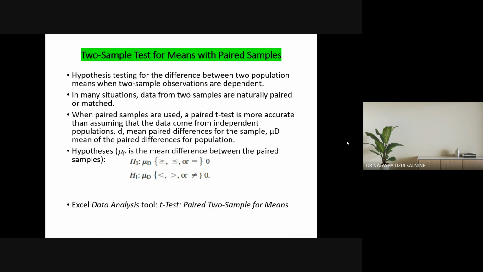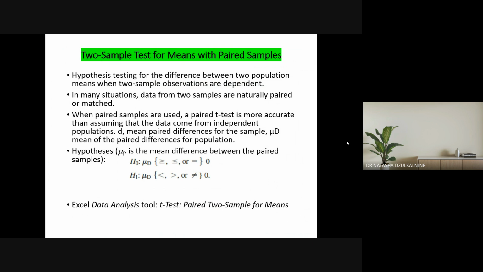In many situations, data from two samples are naturally paired or matched, meaning that when you are doing data about before and after, it becomes the dependent variable between the two groups. When paired samples are used, a paired t-test is more accurate than assuming that the data come from independent populations. D-bar is the mean paired difference for the sample, and mu D is the mean of the paired difference for the population.